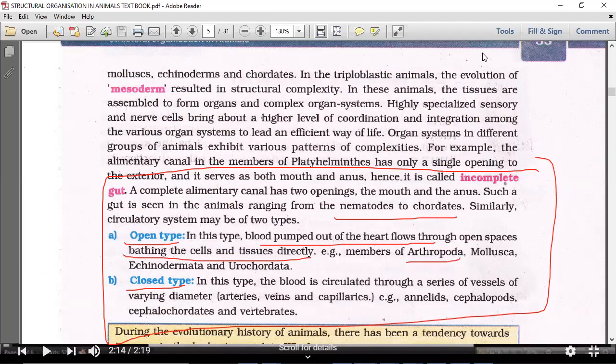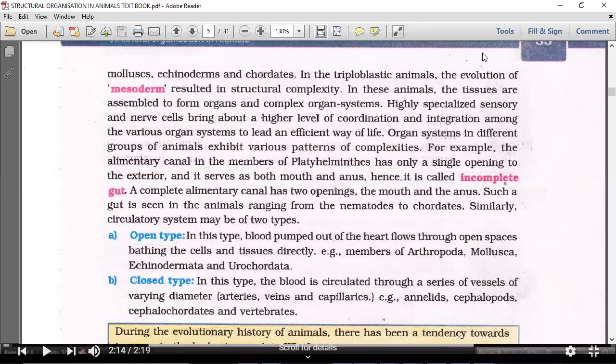Example, the members of Arthropoda, Mollusca, Echinodermata, and Urochordata. In case of closed type, the blood is circulated through a series of vessels of varying diameter: artery, vein, and capillaries. Annelids, cephalopods, cephalochordates, and vertebrates have this kind of vascularized system.